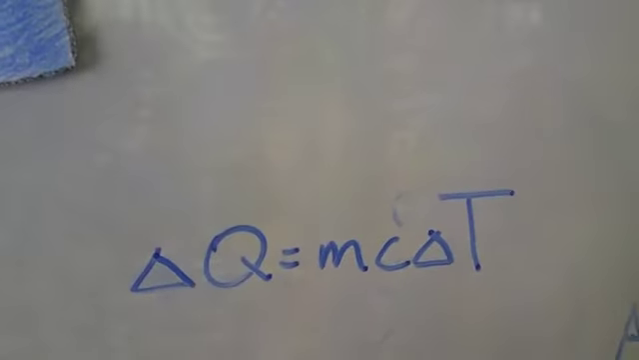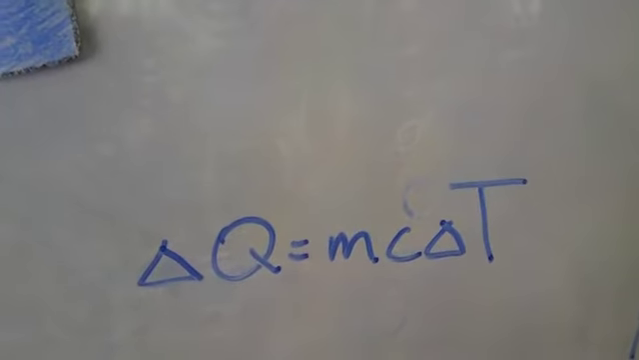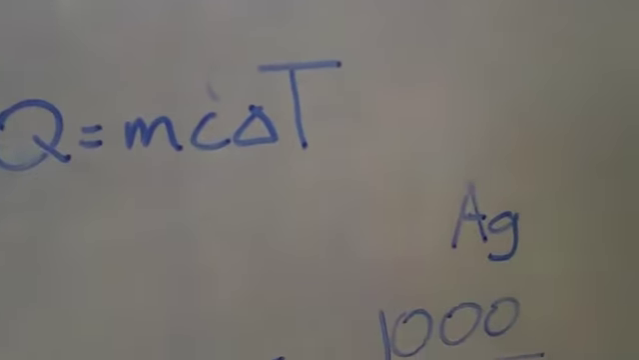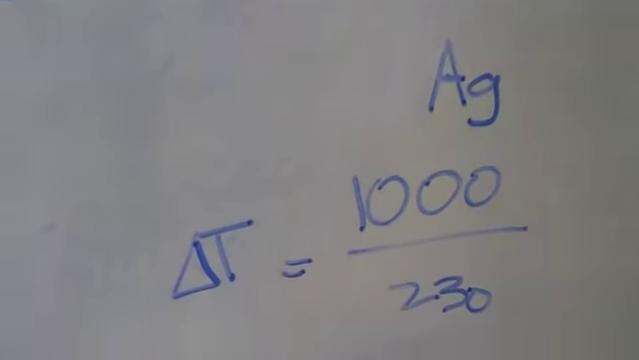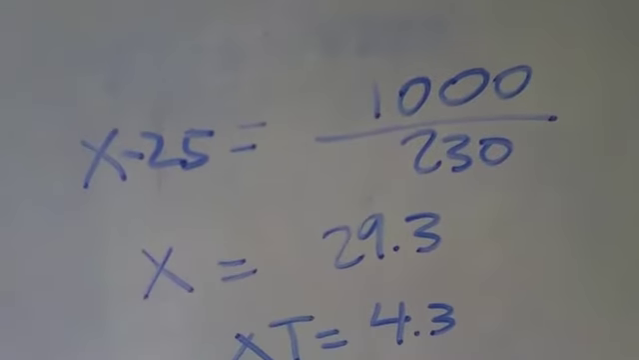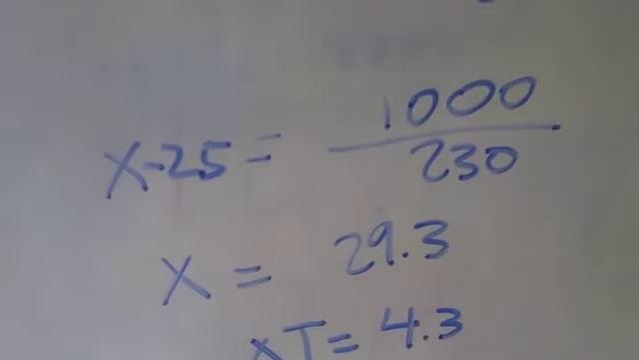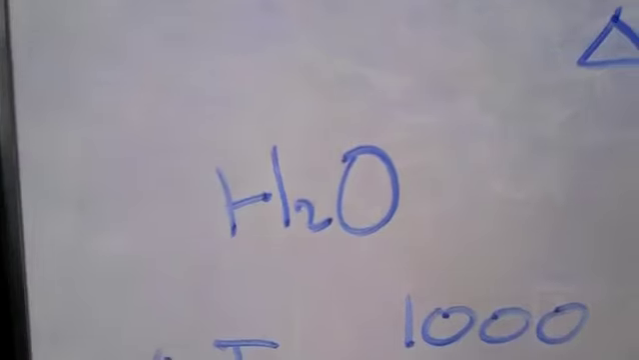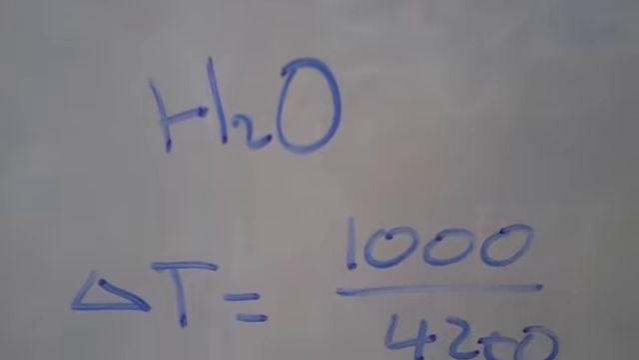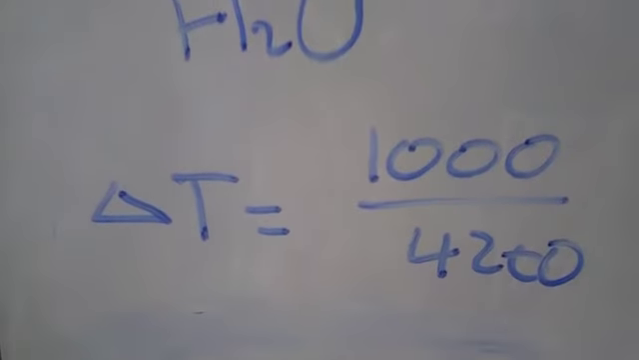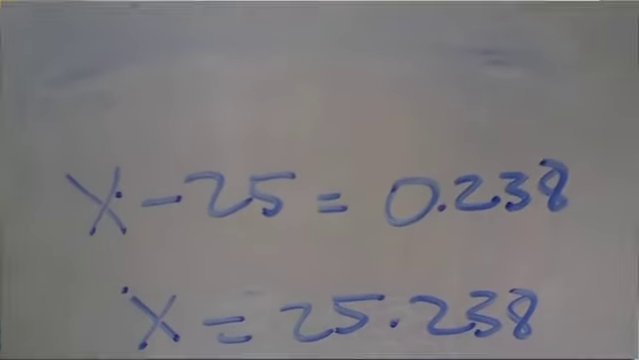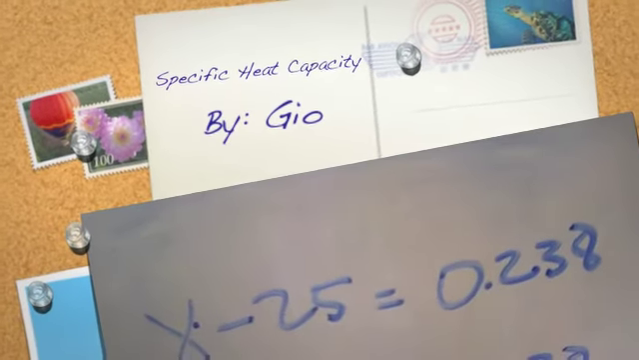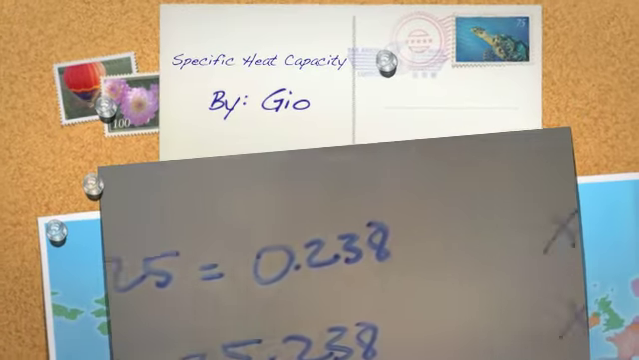Expressed mathematically, if we take the amount of energy divided by the specific heat capacity of silver, we are able to deduce that the change in temperature is 4.3 degrees Celsius. And if we do the same thing for water, taking the amount of thermal energy and dividing it by the specific heat capacity of liquid water, we find that the change in temperature is 0.238 degrees Celsius. Therefore, the change in temperature of silver is much higher because it has a lower specific heat capacity.